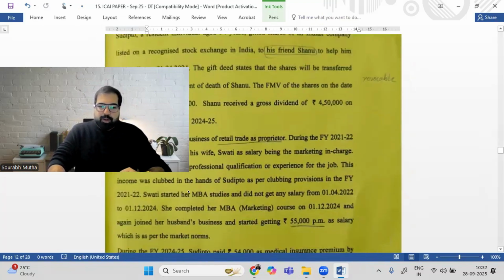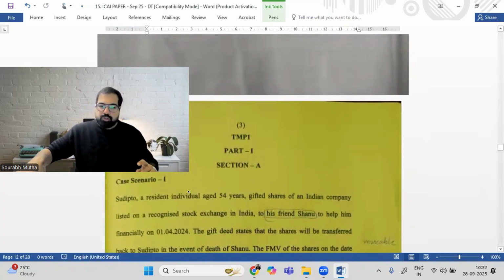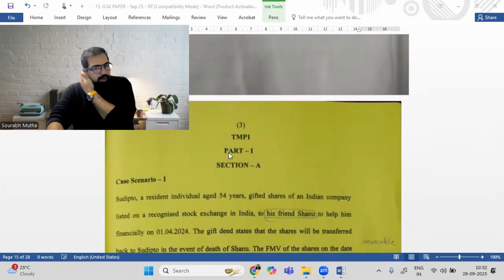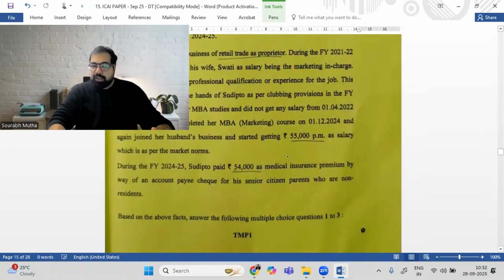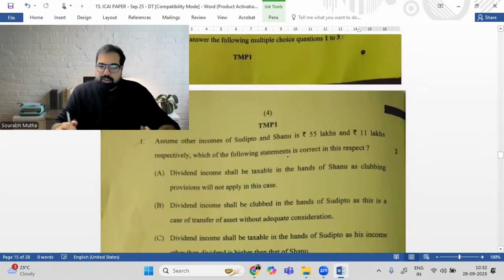Here is the MCQ part. Let's take 2 minutes and read this question before we move ahead. So here is Sudipto. Sudipto is a resident individual. Now, to read such a big story, guys, I always first read the options. Assume incomes of Sudipto and Shanu are 55 and 11 lakhs. Which of the following statements is correct?